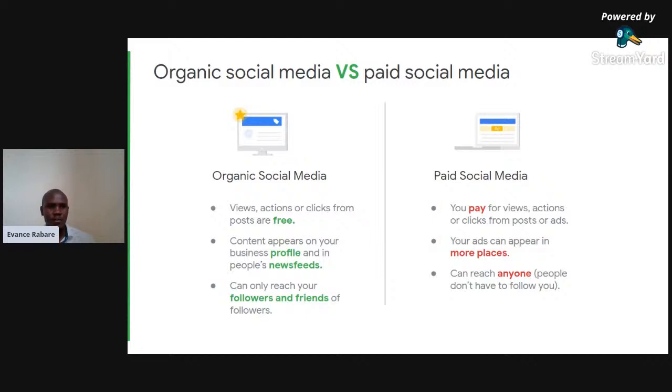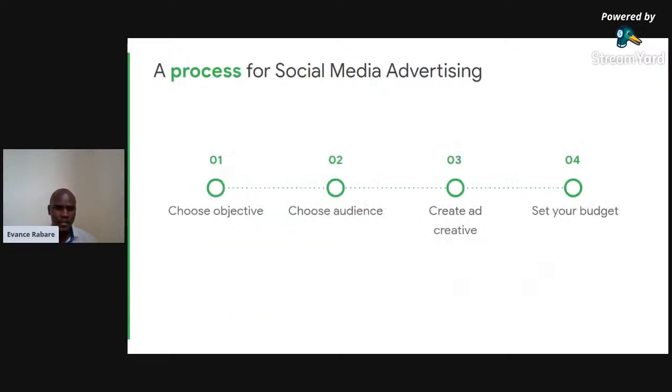Also, for organic social media, content appears on your business profile and in people's newsfeed. But for paid, your ads can appear in more places. For organic, you can only reach your followers and friends of followers. But for paid, you can reach anyone, even those who are not following you, even those who are not your friends.